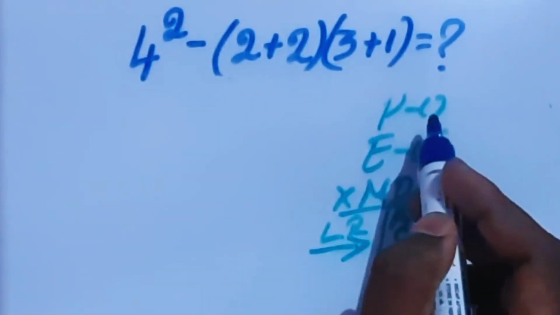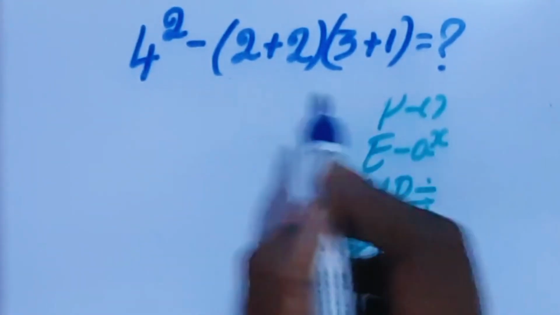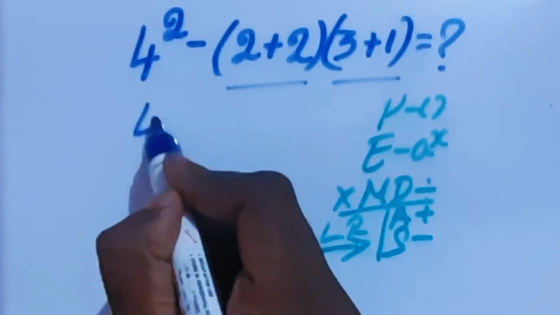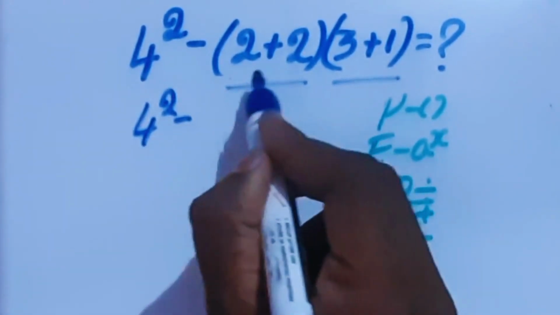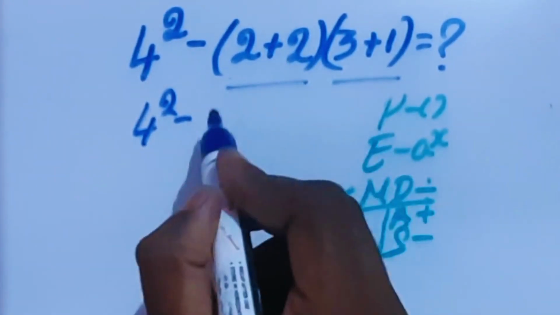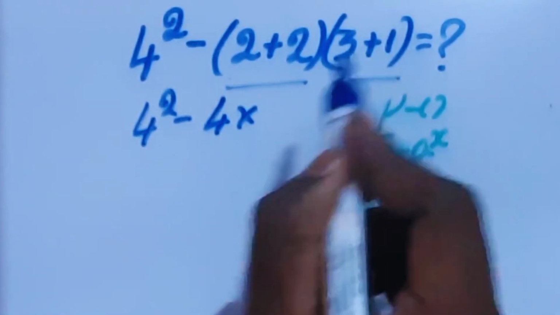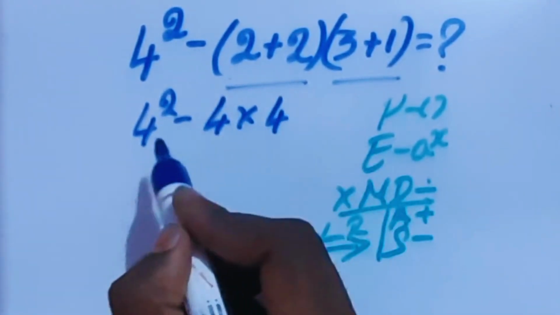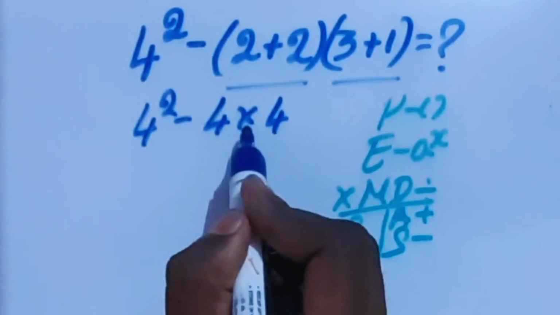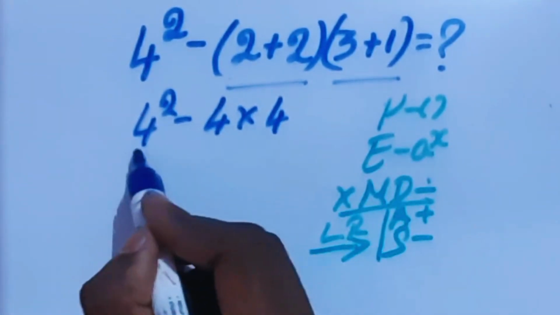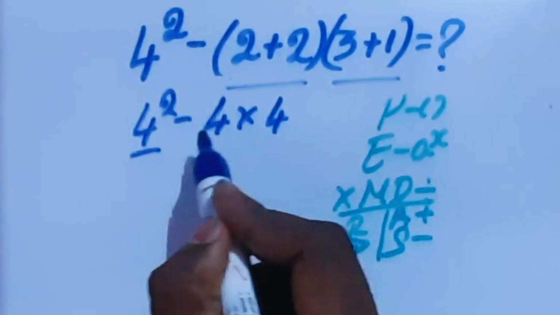Here, as per this order of operations PEMDAS, the bracket is higher priority. So, we have to do this bracket before any other operation. Here 4 square minus, this bracket is 2 plus 2 is 4, times, here this bracket is 3 plus 1 is 4. Now we have exponent, subtraction and multiplication. The next priority here is exponent. So we have to do this exponent before these operations.